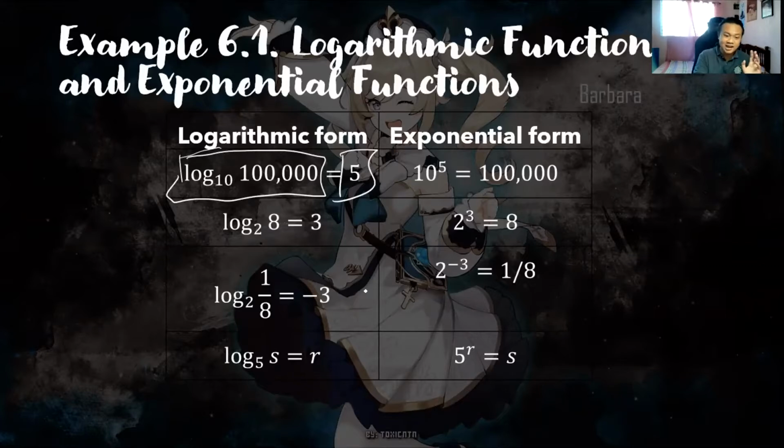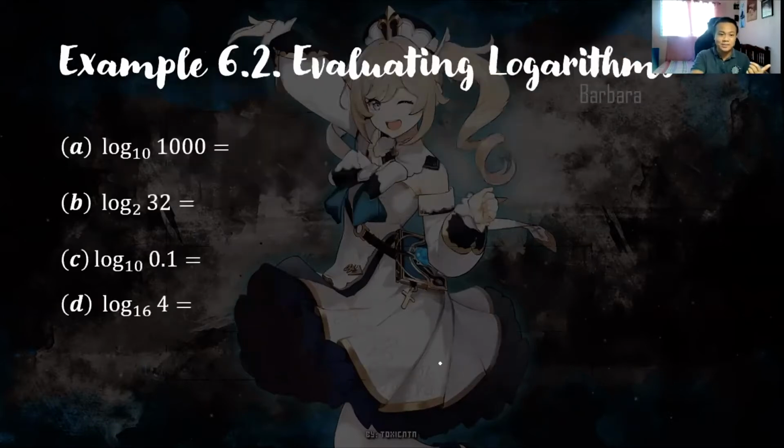So the general form is, for example, the logarithm of s with the base 5 is r. So 5 raised to r is s. That's how you can do that. So let's do examples.